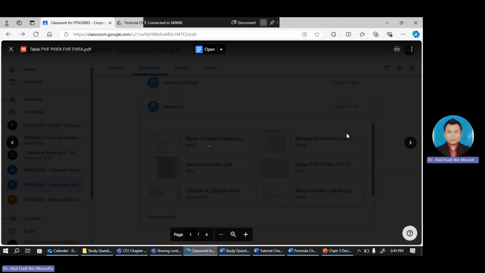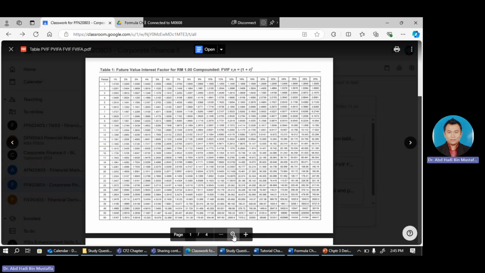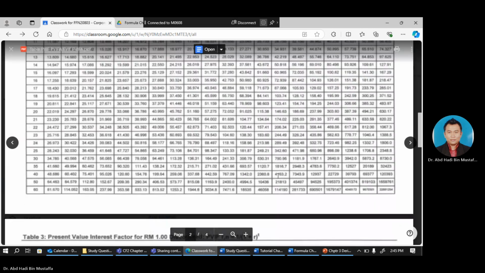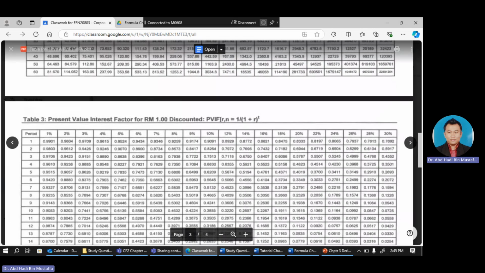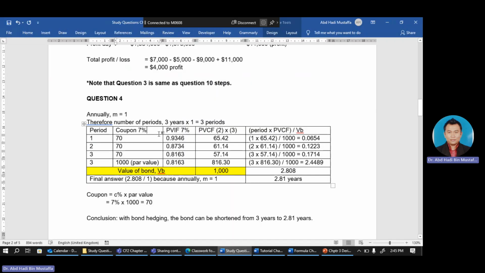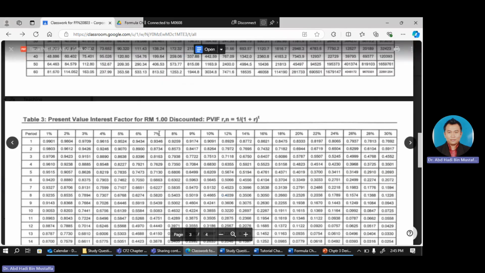The PVIF table is available at table number 3, right? PVIF 7%. If you look here, it is 7% for period 1, 7% for period 2, 7% for period 3, and 7% for period 3. That means you just take from this one, 7% for period 1.